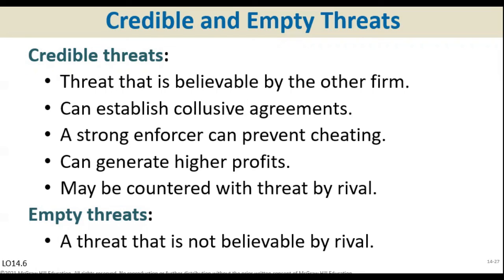And if the threat is credible, then the firm will move away from the Nash equilibrium, will abandon that Nash equilibrium. A credible threat also can lead to collusion, a strong control over the price by the industry as a whole. An empty threat is a statement of coercion that is not believable by the other firm, and they will ignore it. Firms will remain at that original Nash equilibrium.